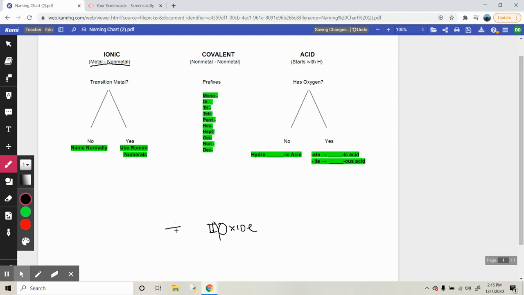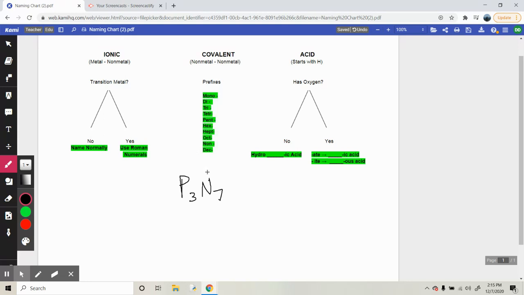So we are going to go ahead and try P3N7. P3N7. We go ahead and we look at this guy and we say, okay, it's not an acid, so it's got to be ionic or covalent, and it's got to contain a nonmetal-nonmetal or a metal-nonmetal bond.